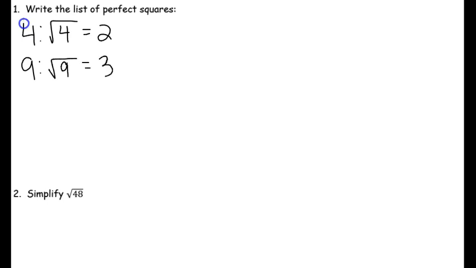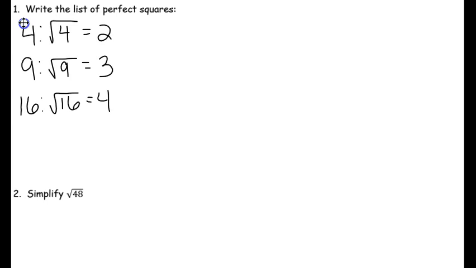So right now we're going to learn about simplifying radicals. Number 1 says write the list of perfect squares. So you know that 4 is a perfect square because the square root of 4 is equal to 2. 9 is a perfect square because the square root of 9 is equal to 3. 16 is a perfect square because the square root of 16 is equal to 4.